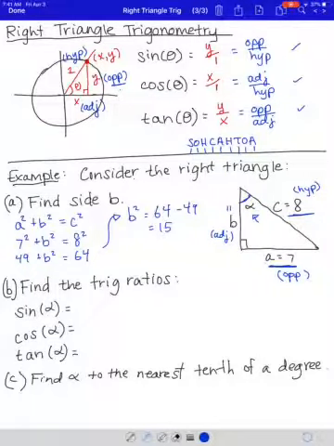Then we'll take the square root of both sides, so we end up with b is equal to the square root of 15. Technically, when we take the square root of both sides, we get plus or minus the square root of 15. But since b here is the length of a side, it's understood to be positive. So this is our value for b, square root of 15.